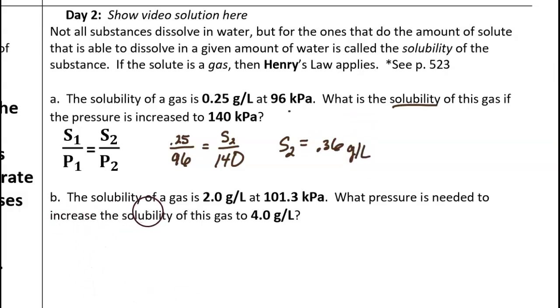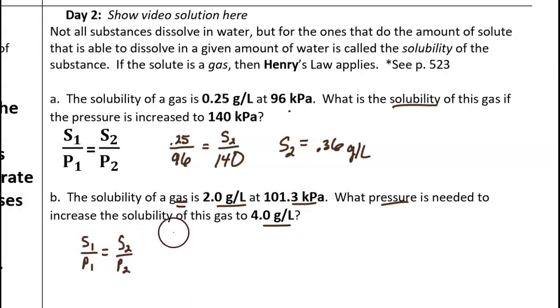Question B. The solubility of a gas is this value at this pressure. What pressure is needed to increase the solubility to this value? So this is a question about solubility of a gas. So Henry's law applies. We'll start by writing the formula. S1 divided by P1 equals S2 divided by P2. And then make the substitutions.